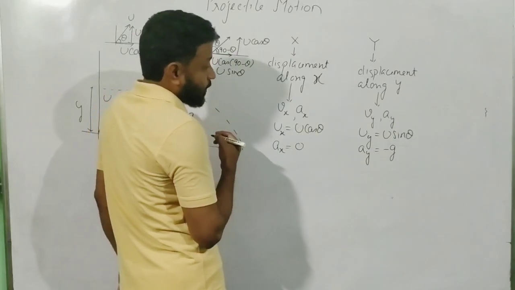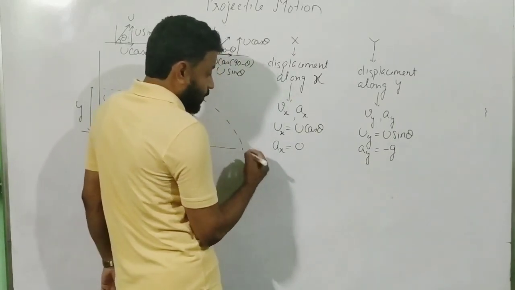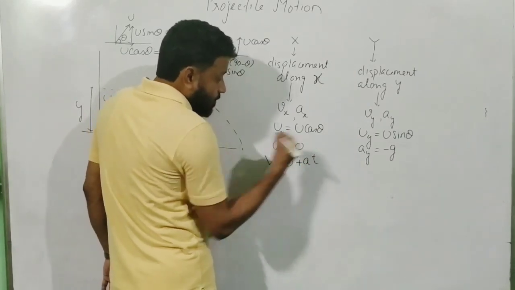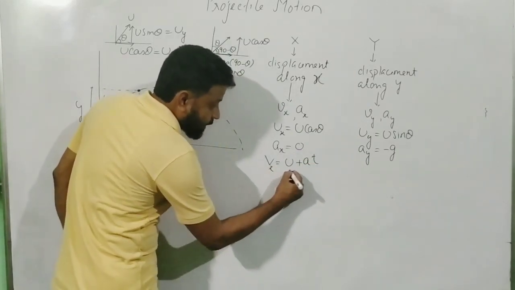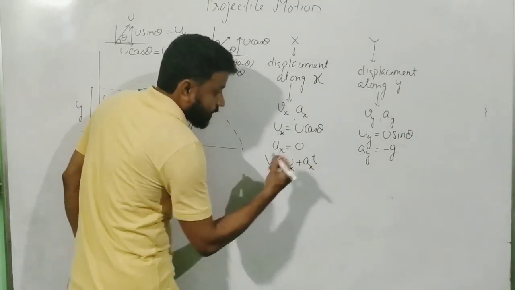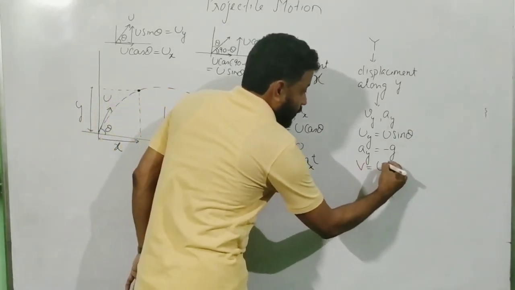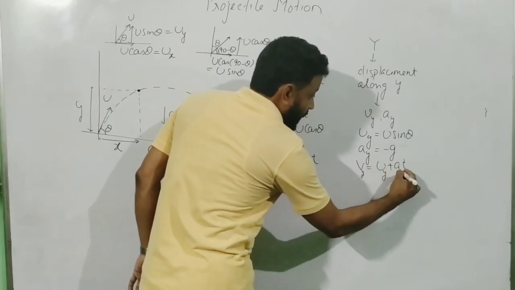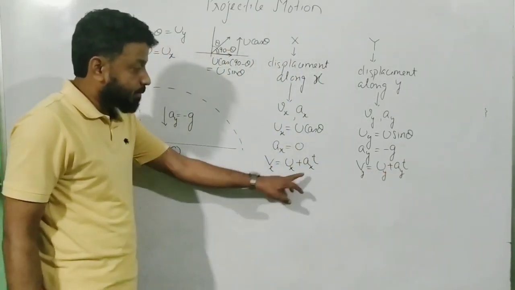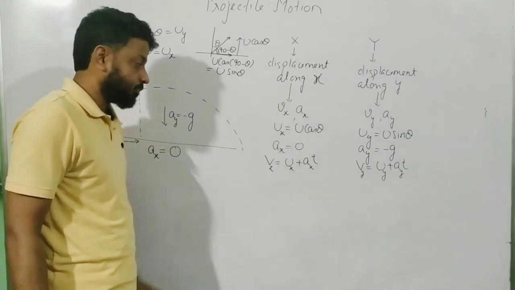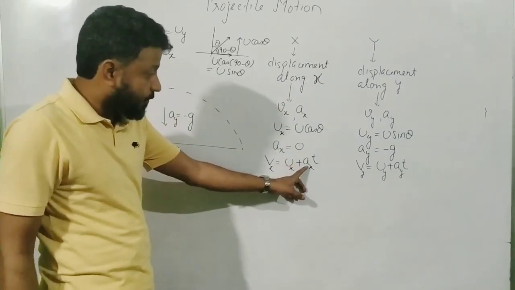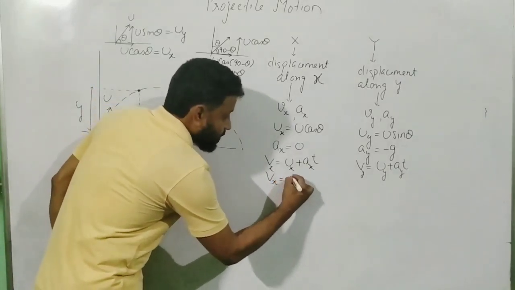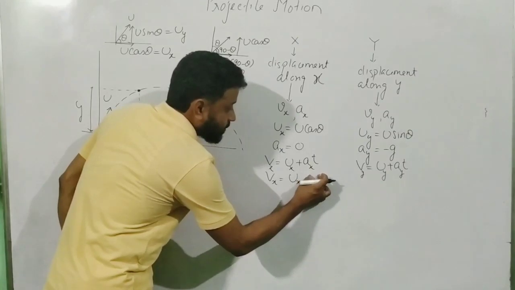If I use the formula v equal to u plus at, all you have to do is put a suffix x over here, here and here. Similarly, you write the formula v equal to u plus at, and write y here, here and here. Don't panic, ax will always become 0. If I put ax as 0, that means in projectile motion my vx will always equal ux, because this term is 0.